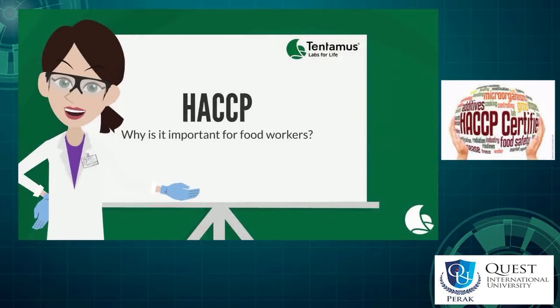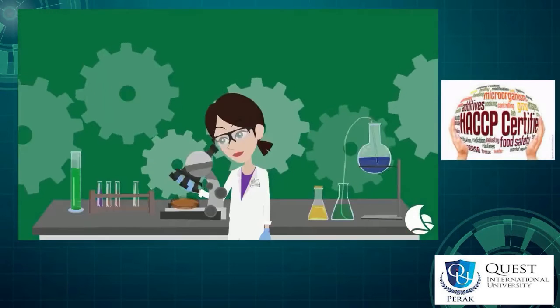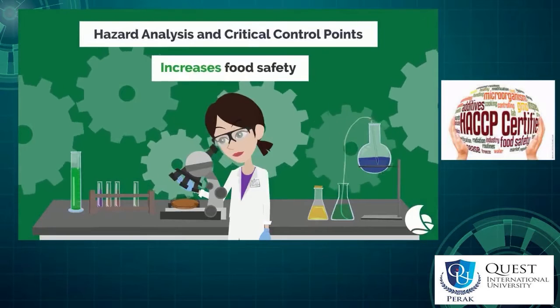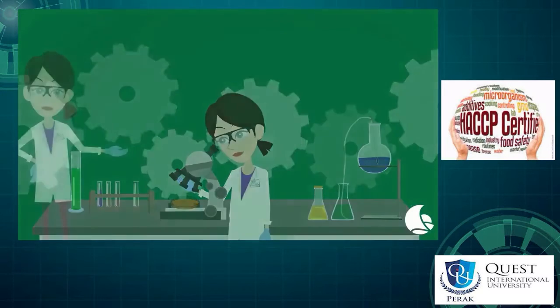HACCP. Why is it important for food workers? HACCP, also known as Hazard Analysis and Critical Control Points, is a preventative system designed to increase food safety.